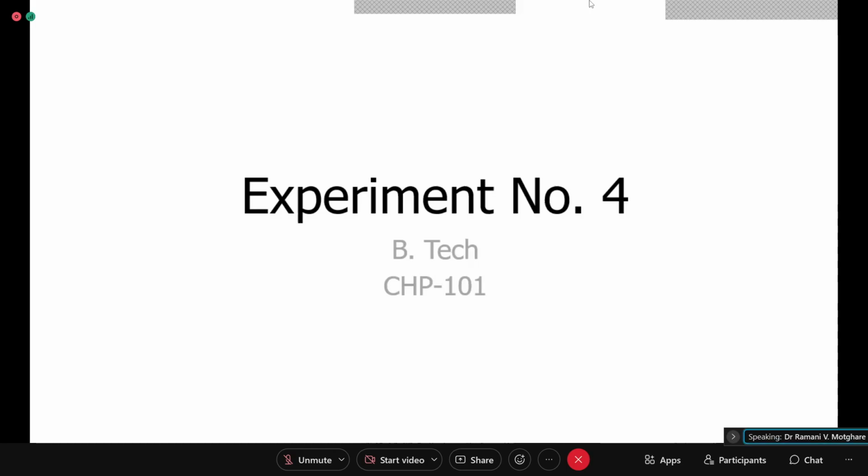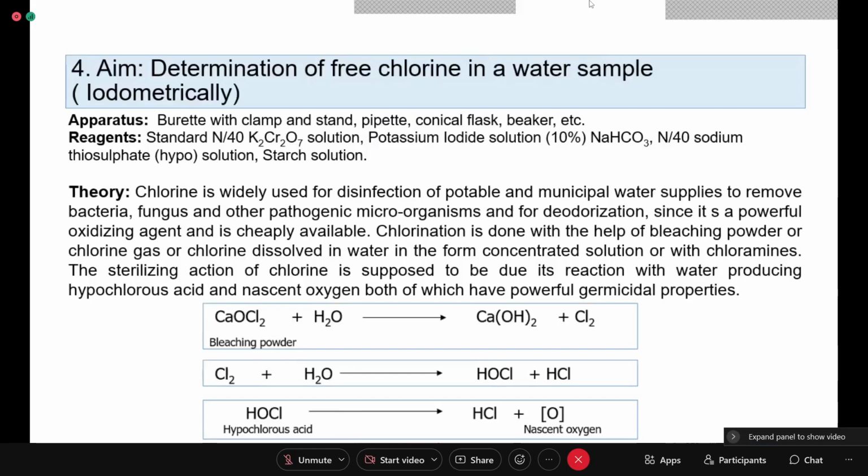Okay. Now the fourth experiment is, you can write the aim: determination of free chlorine present in the given water sample. And this is also an iodometric method. Can we write this now?